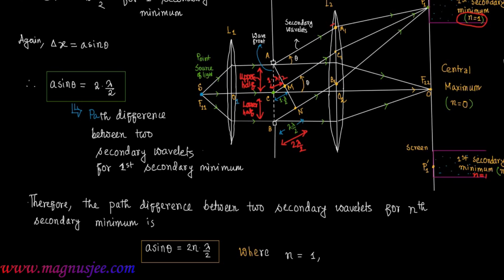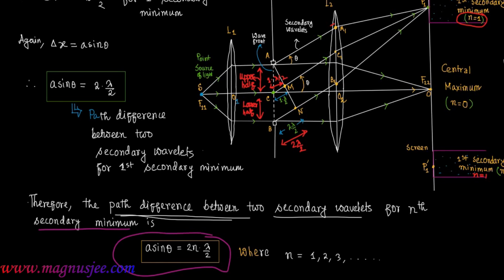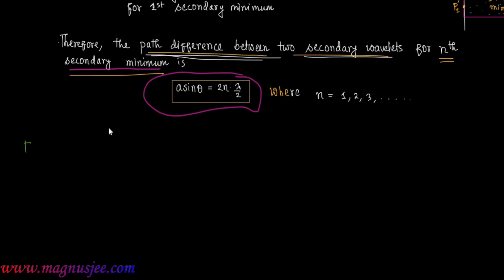We get a sin theta as equal to 2n lambda by 2. So this is the path difference between the two secondary wavelets for nth secondary minimum, which is given by a sin theta equal to 2n lambda by 2. This is the path difference between two secondary wavelets for nth secondary minimum. A sin theta is equal to n lambda.